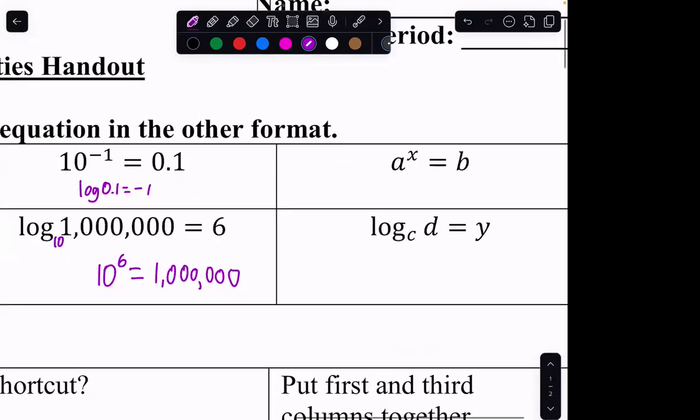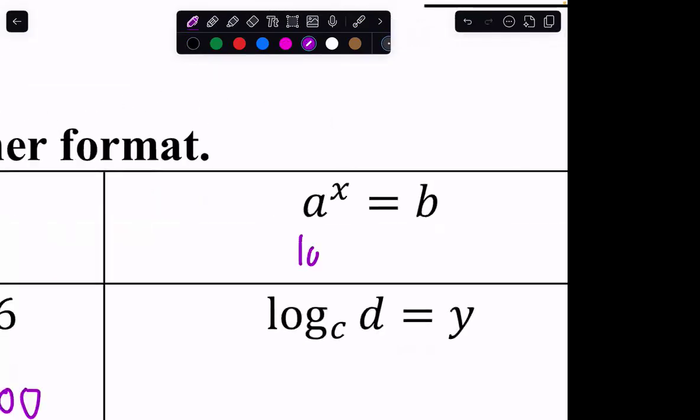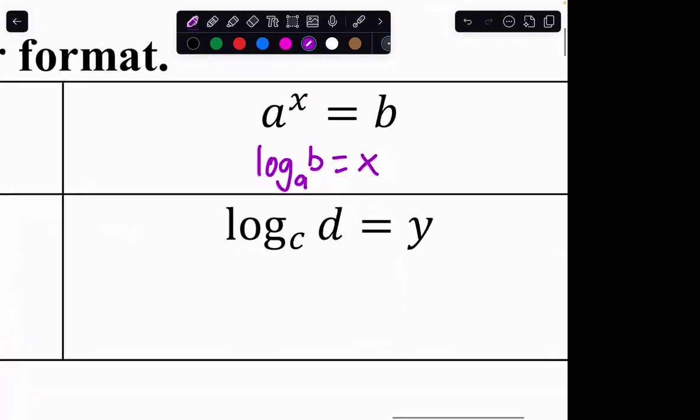Okay, and then lastly, with variables, a to the power of x equals b. So the base a should be the subscript. It's trying to turn into the argument, which is b, and the exponent which accomplishes that is x. And down here, the base is c. It's trying to turn into the argument d, and the exponent which will do that is y.